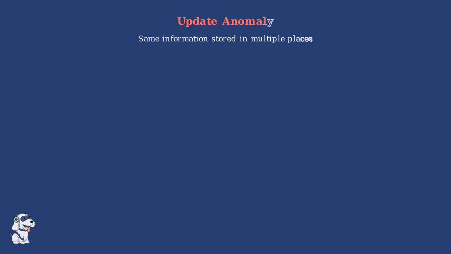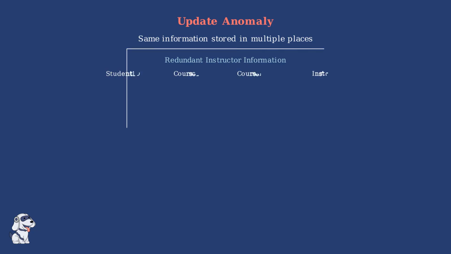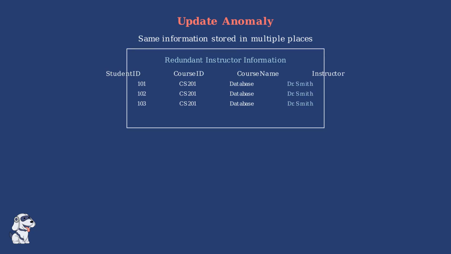The update anomaly occurs when the same piece of information is stored in multiple places, requiring multiple updates to maintain consistency. If you miss updating even one location, your data becomes inconsistent and unreliable. Look at this table where instructor information is repeated for each student enrollment. Dr. Smith teaches the database course, and this information appears in multiple rows.